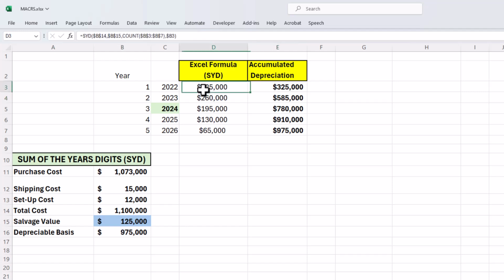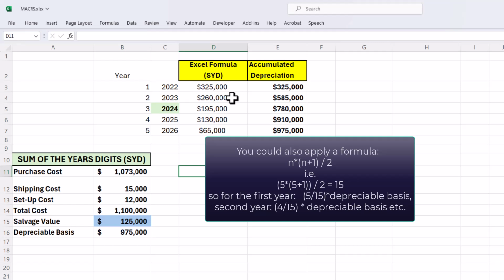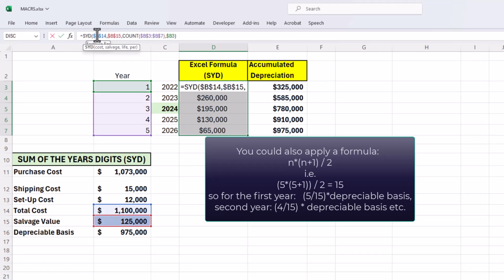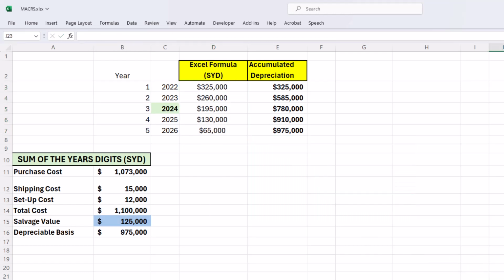Now, the sum of years digits is basically this formula. And as you can see, it contains pretty much the same stuff: cost, salvage value, life, and per. What is per? Well, it simply refers back to the year itself. For the sum of the years digits, the first year will be 5/15 because the sum of the years is 1 plus 2 plus 3 plus 4 plus 5. That's 15. But when you do this calculation, you're basically saying 5/15. Then you say 4/15, 3/15, and so on. And that's how you come up with these expenses, even though you use the formula. But that behind the scenes is what it's doing. Okay? So that's the sum of the years digits.